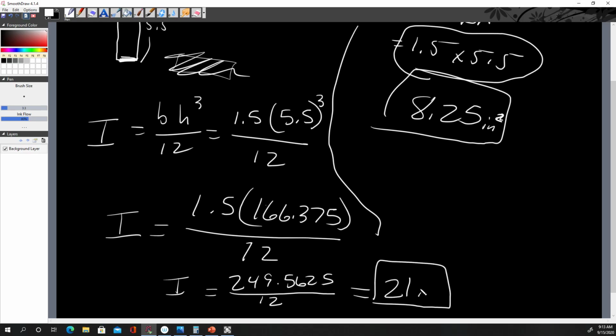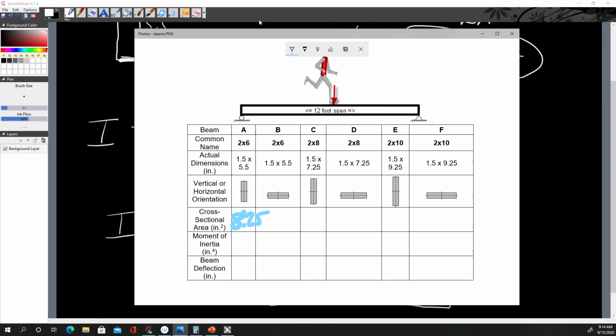21, and what was that unit? Inches to the fourth power. That's the moment of inertia unit. So the answer is 21. So if we bring back our little worksheet here, I can type in 21 as the answer.